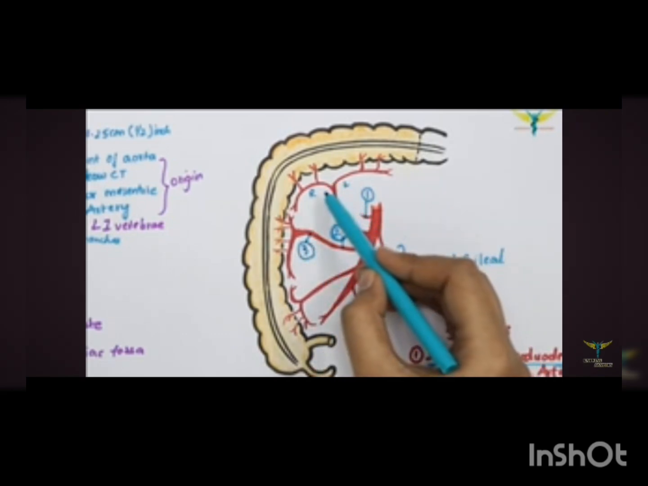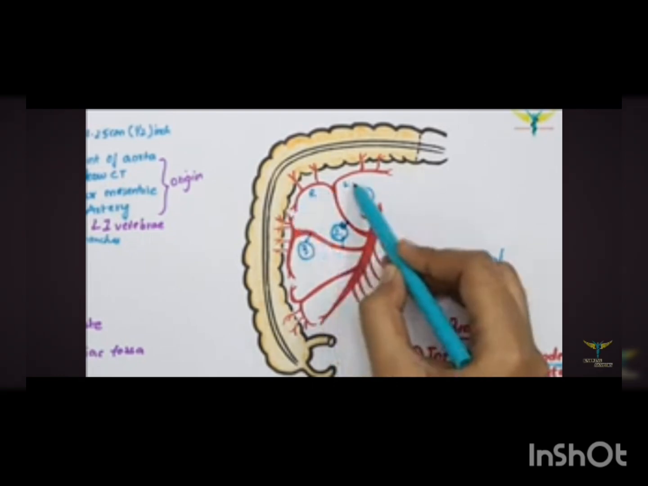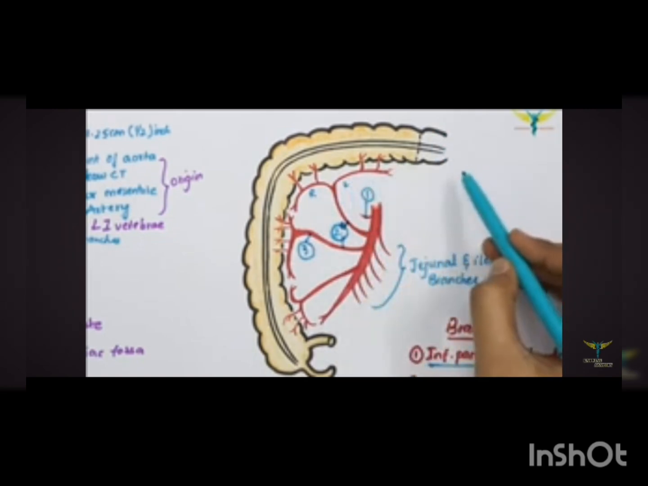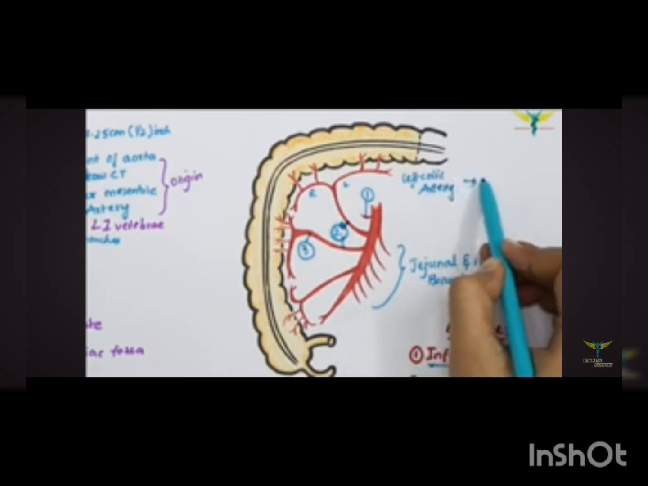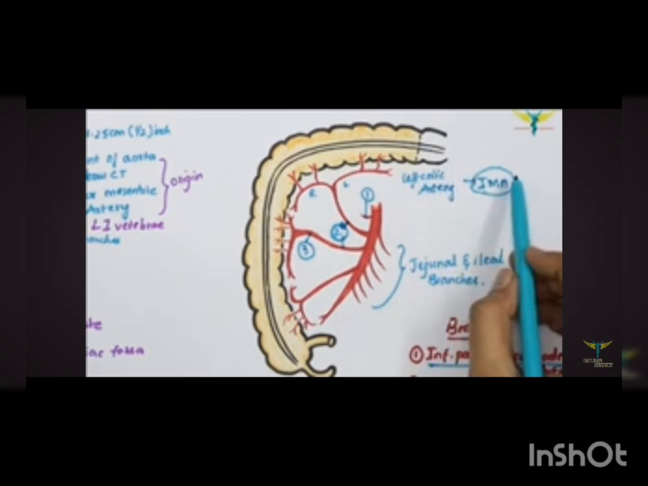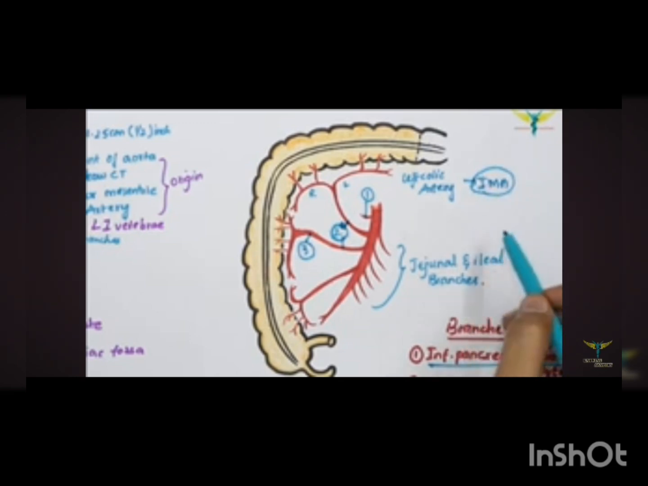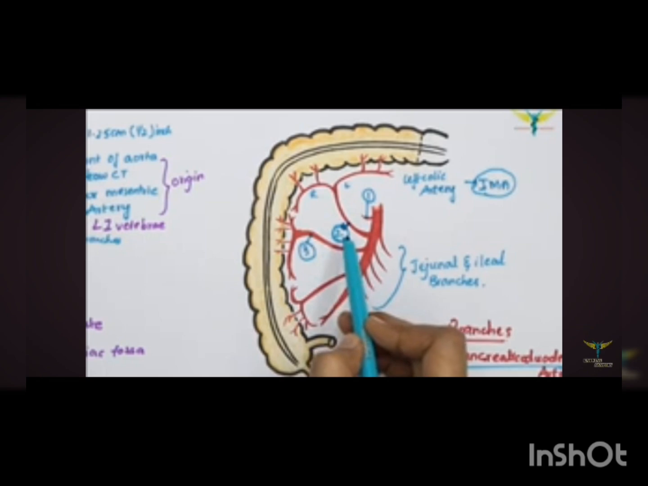So the right branch of the middle colic artery anastomoses with the ascending branch of the right colic artery, and the left branch anastomoses with the ascending branch of the left colic artery, that is a branch of the inferior mesenteric artery. For a video on the inferior mesenteric artery, you can click on the I button. So this is about the middle colic artery, that is the second branch of the superior mesenteric artery.